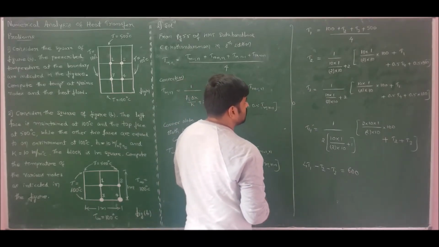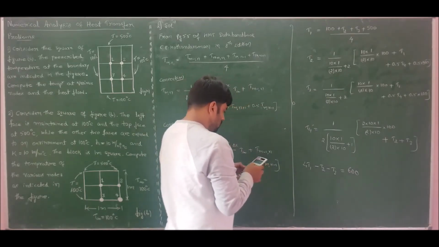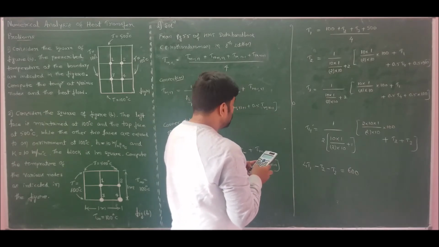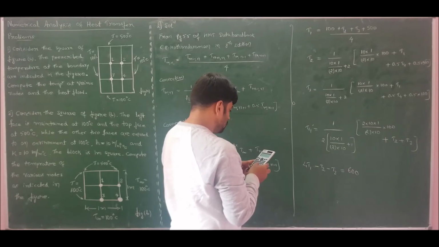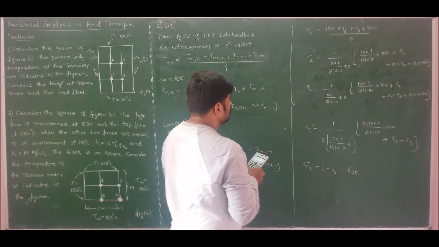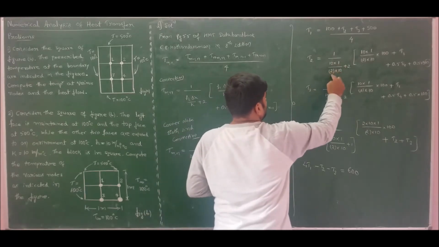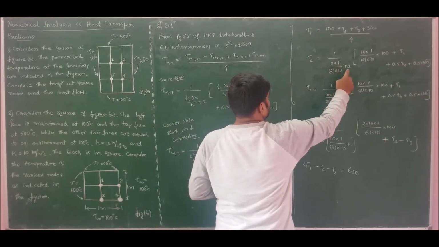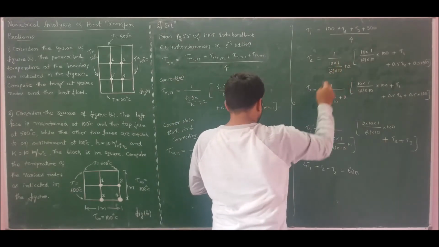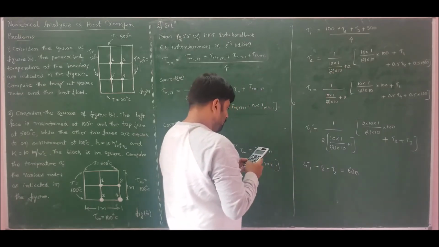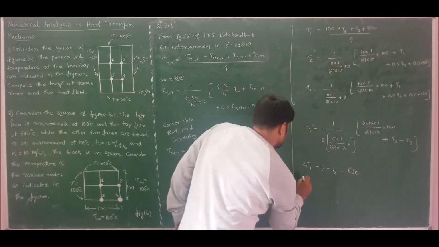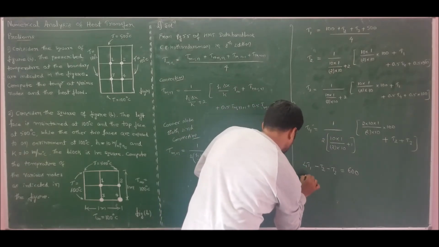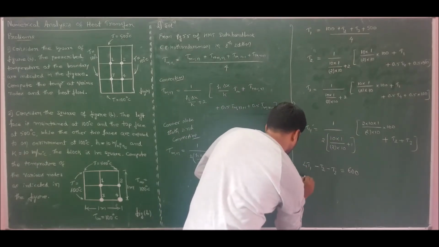From the second expression, I will get the value as 0.5 plus 2, which is 2.5. So 1 by 2.5. 10 will get cancelled. 1 by 2 is 0.5. 0.5 plus 2 is 2.5. 1 by 2.5 will be 2 by 5. So I'll take T1 this side. So that is minus 2 by 5, which is 0.4 T1.